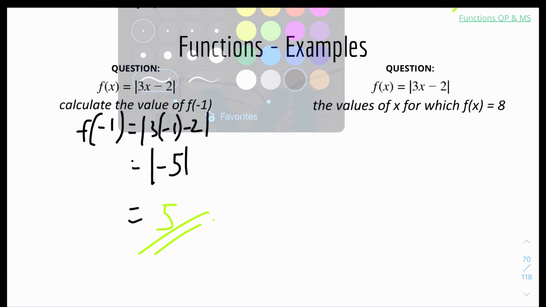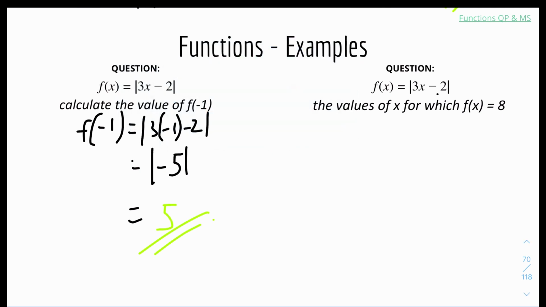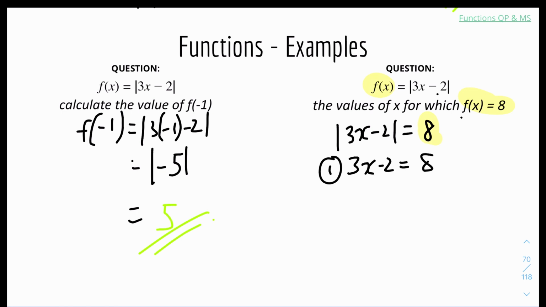And then we have f of x, like this. Find the values of x for which f of x equals 8. So basically you set this f of x, the function, equal to 8. Let's just highlight this, like so. So there will be two scenarios. There will be 3x minus 2 equals 8, and 3x minus 2 equals minus 8. Like a minus and a not minus.